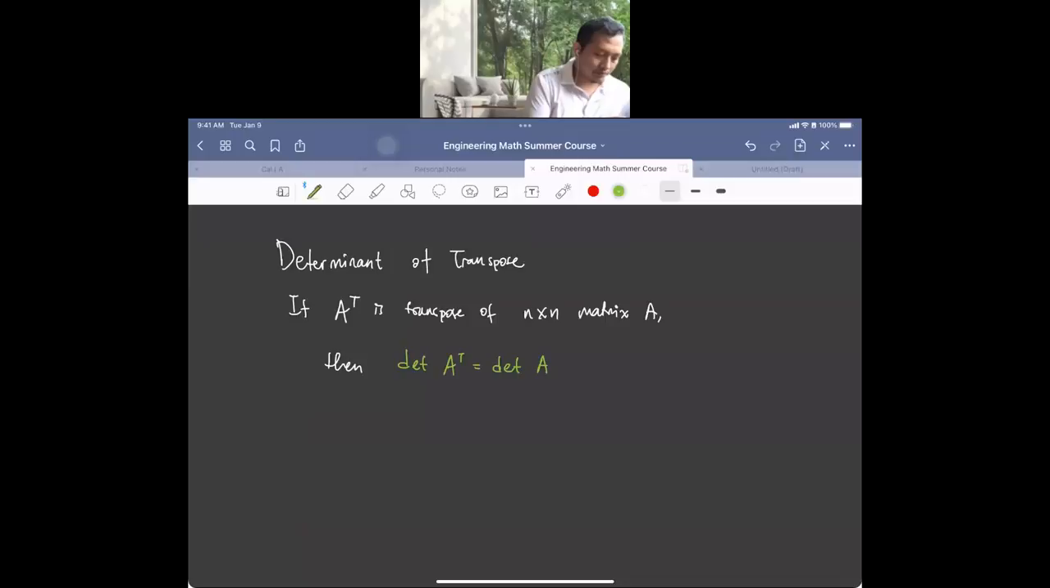determinant, maybe we start with the 2 by 2. If we just exchange and we are doing the determinant, it will be the same result, right? Same result.